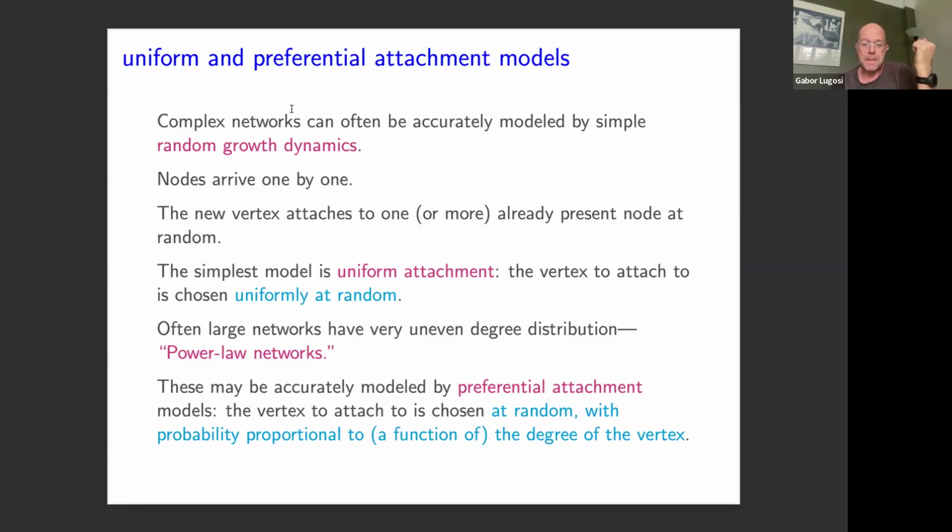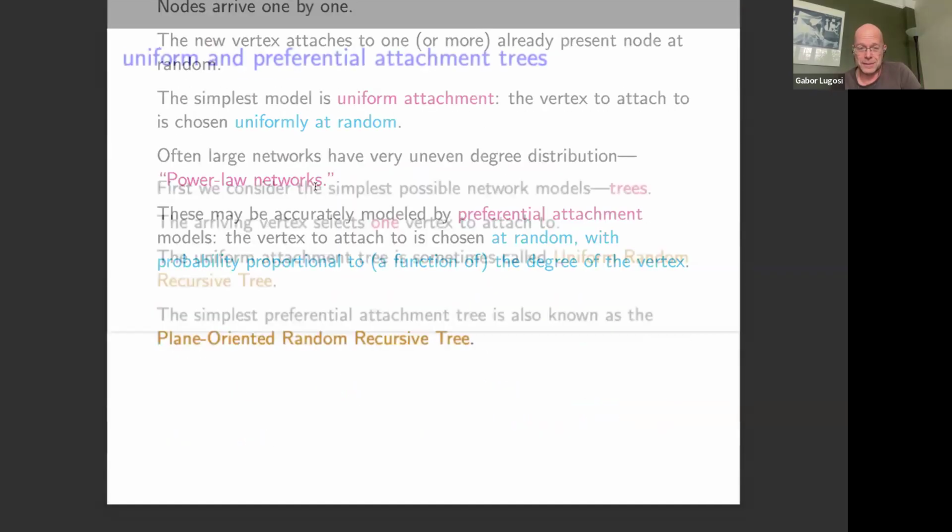A little bit more sophisticated model is preferential attachment, where vertices that have a high degree, a high number of connections, are more likely to be attached to. This is the famous Albert-Barabási model, and we will also talk about this. These are the two models that I will mention, and then I will say a few words on what the possible extensions are. Please feel free to stop me if something is unclear.